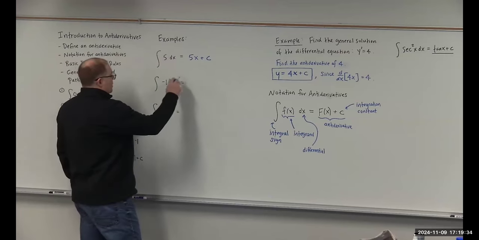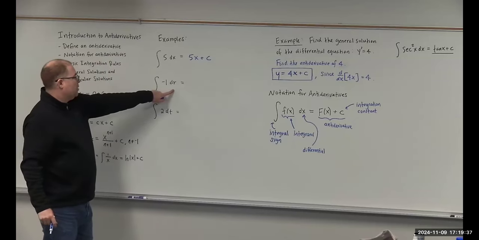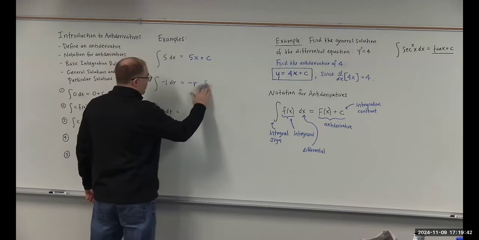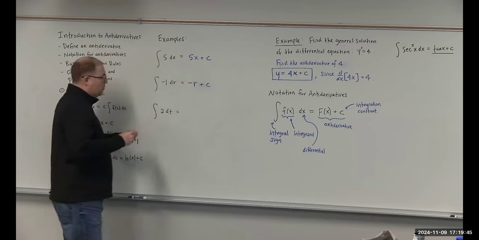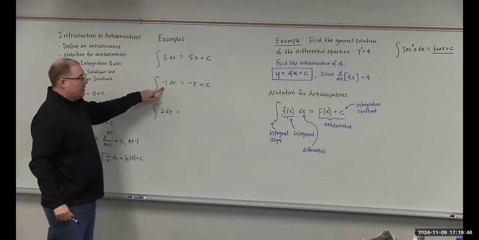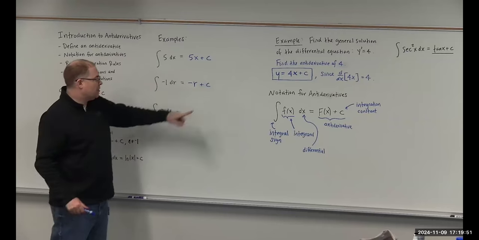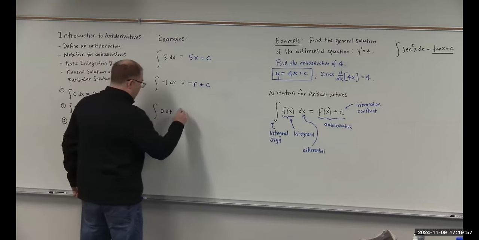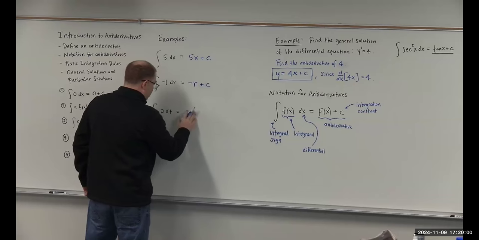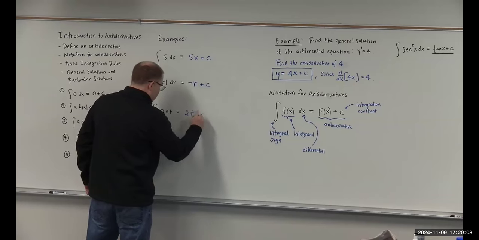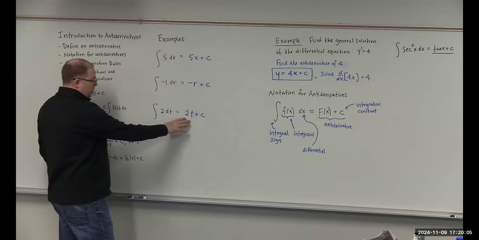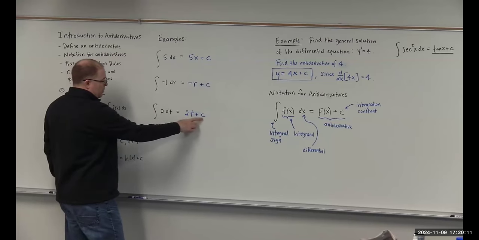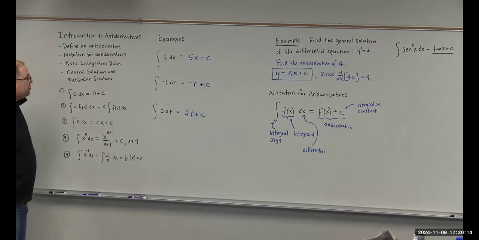integrand. Okay. The integral of minus 1 dr, okay, that is simply going to be minus r plus c. Because the derivative of negative r with respect to r is negative 1. And then, of course, don't forget the constant. Okay. The integral of 2 dt, okay, so that's simply going to be 2t plus c. Because the derivative of 2 times t is simply 2. Okay. And then when you take the derivative of c, it's 0.